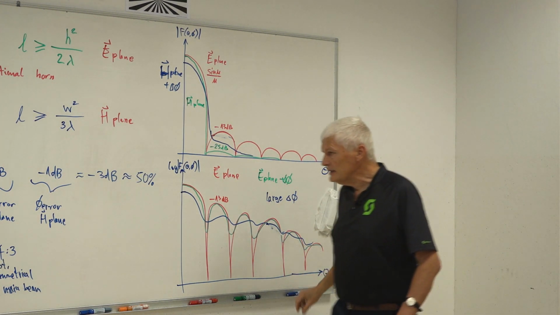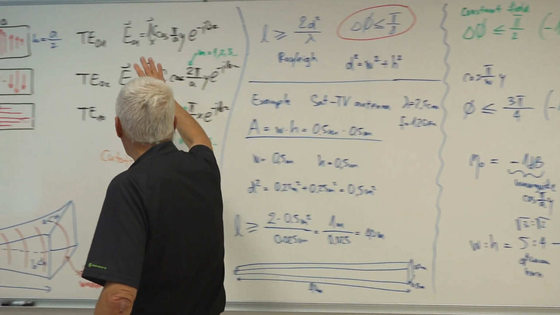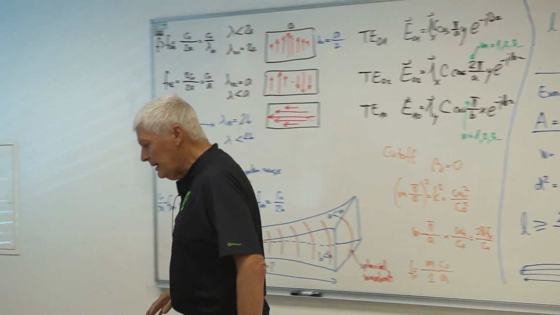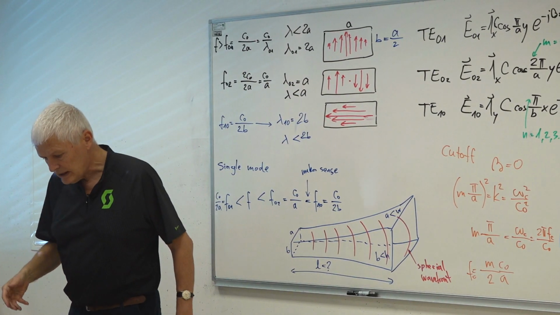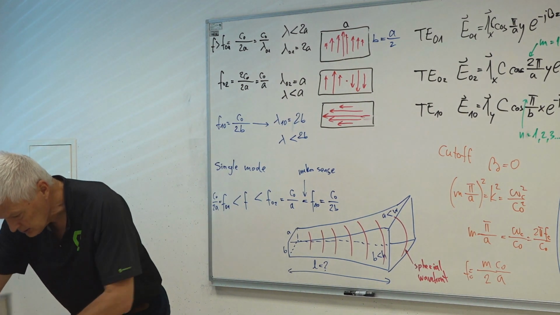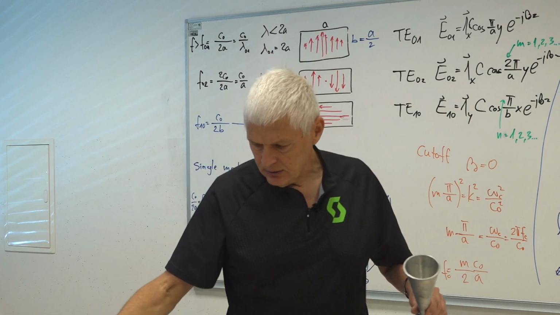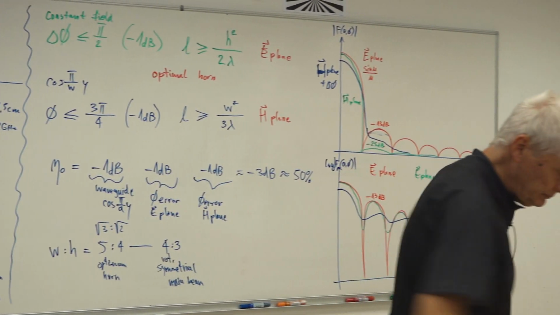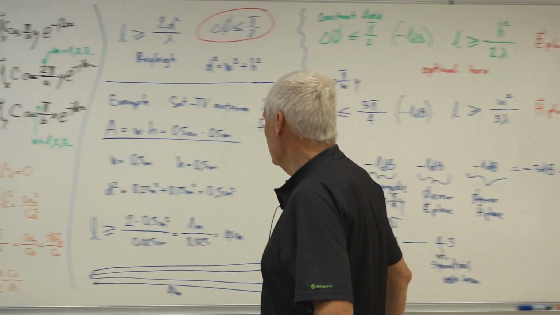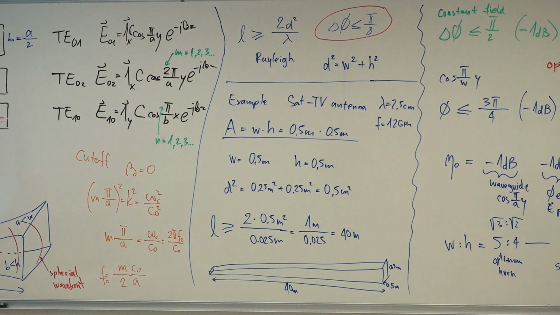I can also do similar things as I did here with rectangular waveguides. I can do it with circular waveguides, and I showed you some examples here. So these are two horns made from a circular waveguide, this one here and this one here. With circular waveguides, I also have higher order modes.